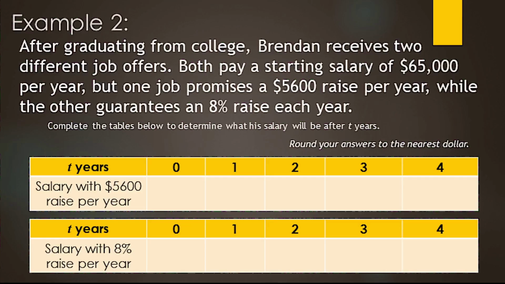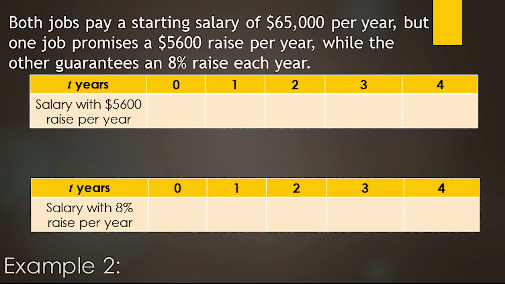Another example: after graduating from college, Brendan receives 2 different job offers. Both pay a starting salary of $65,000 per year. One job promises a $5,600 raise per year, and the other one guarantees an 8% raise per year. So we're going to be filling out these tables for the $5,600 per year versus the 8% per year. Okay, so here we go.